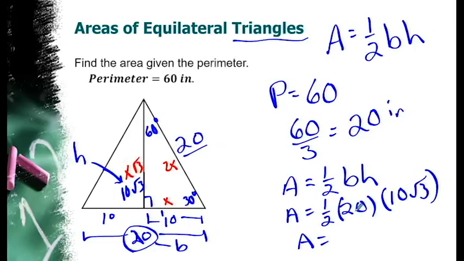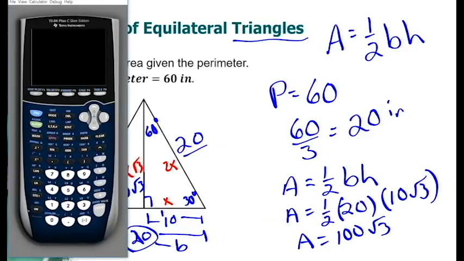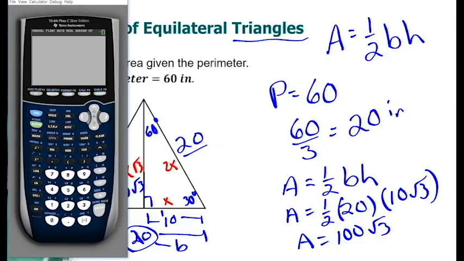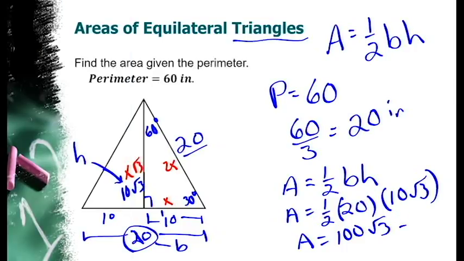So half of 20 would be 10. 10 times 10 is 100. So we're looking at 100 root 3. And we have our answer of 173.2. That would be in square inches.